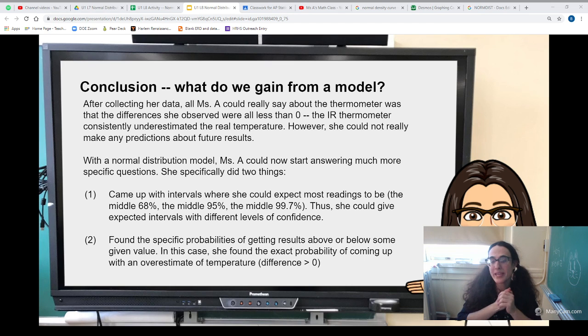So again, we can start making predictions. We can ask questions about potential readings, potential values that didn't exist in our original data set. And so we've already really expanded the types of questions we can ask and answer, which is always the goal of what we're doing with statistics.